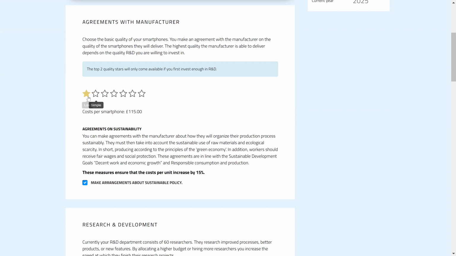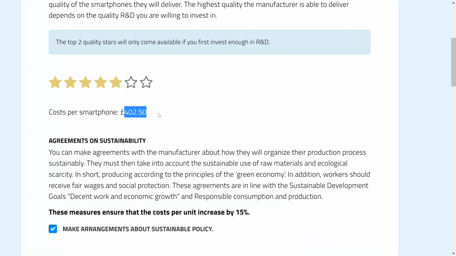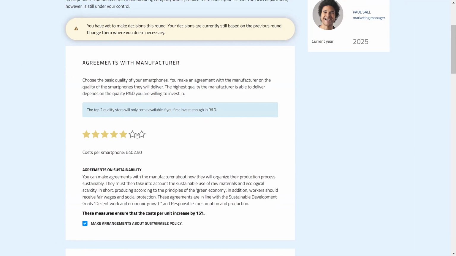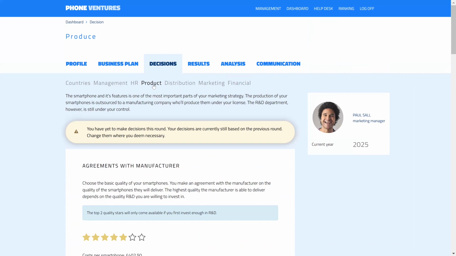That will change the level of quality of the phones that you're selling. So we see that if I click on a higher quality phone, my cost price, the price you pay per phone, also increases or decreases. A 1-star phone is a lot cheaper than a 5-star phone. You guys will start off with the top 2 stars not being available. You can only click on the 1 to 5 stars. To get the last 2 stars available, you will have to make some investments in R&D. And that's below these options, also in the product decisions.